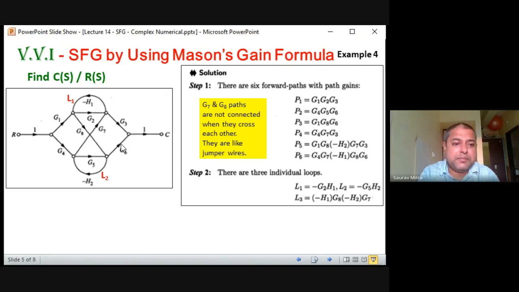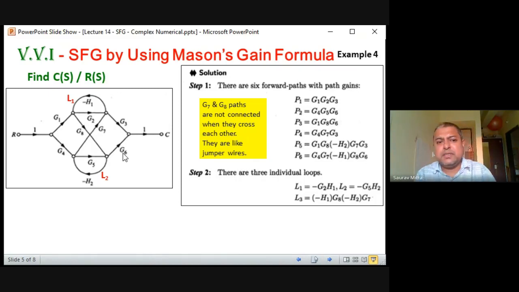Third term P3. Now here is where the complexity comes. P3 is G1, G8, G6. You are coming from here R, then G1, then G8, and then G6, and then outside. So the third forward path P3 is 1 into G1 into G8 into G6. In the same way, the fourth will come here: G4, G7, and G3. So P4 is G4, G7, and G3.